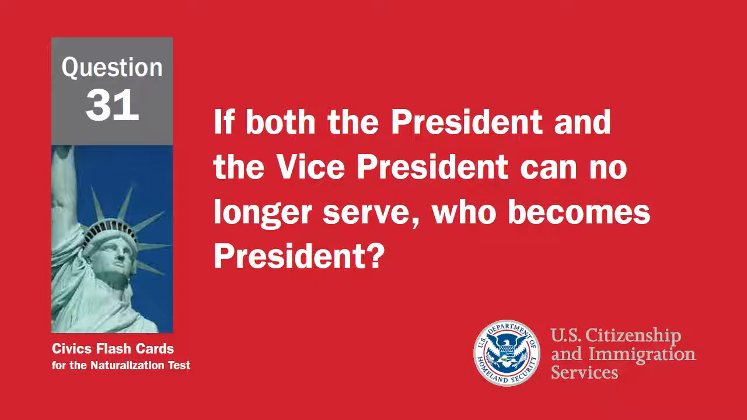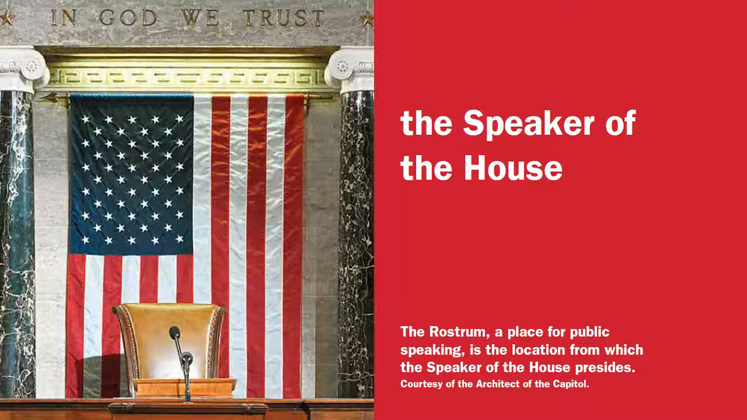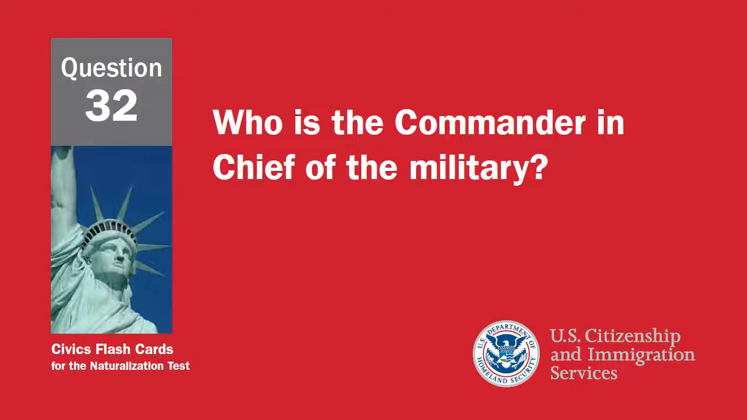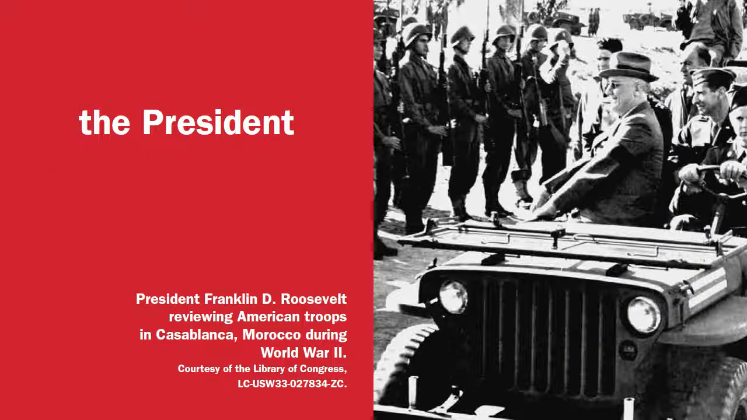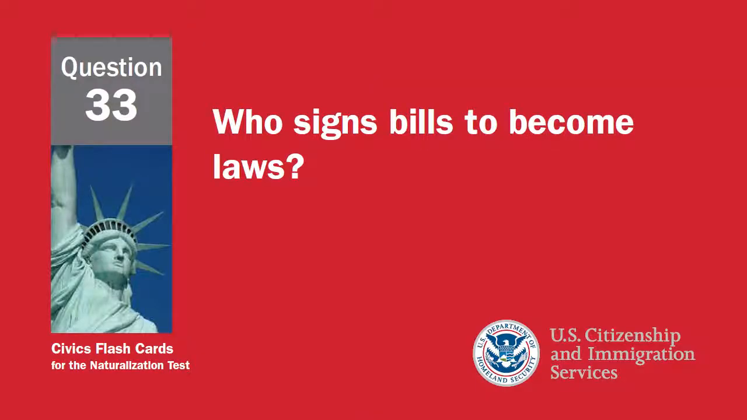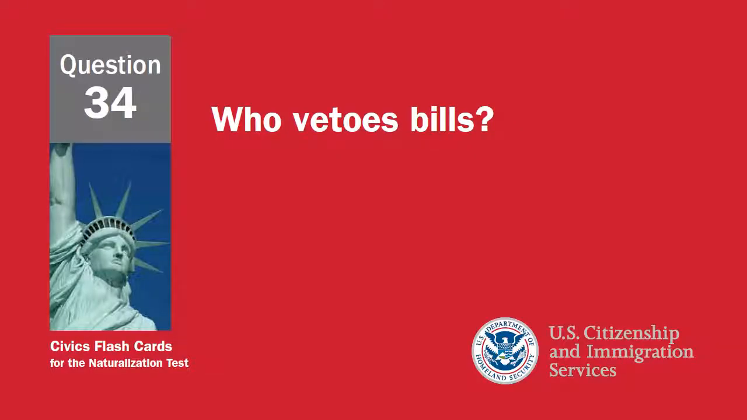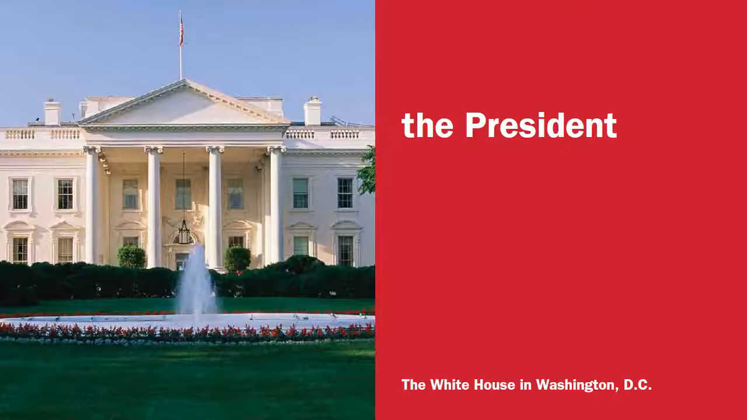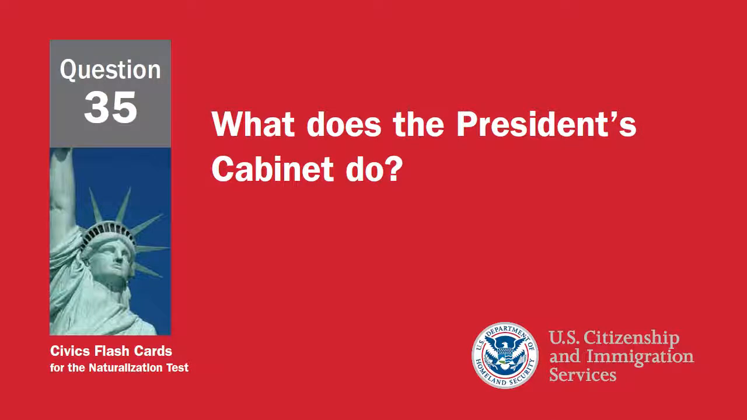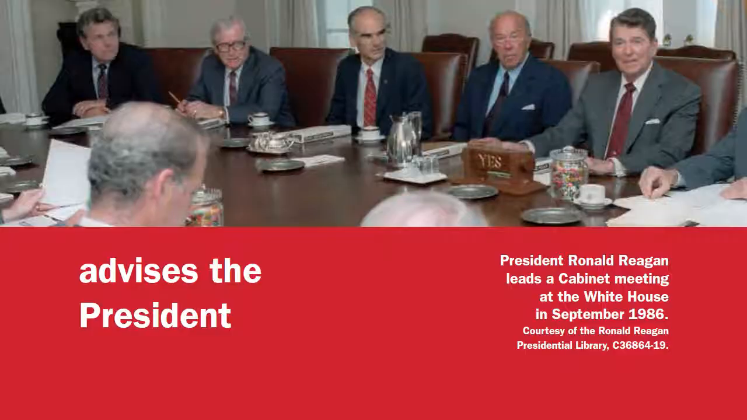If both the president and the vice president can no longer serve, who becomes president? The Speaker of the House. Who is the Commander-in-Chief of the military? The President. Who signs bills to become laws? The President. Who vetoes bills? The President. What does the President's cabinet do? Advises the President.